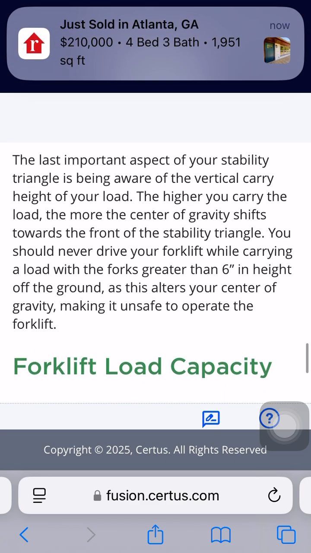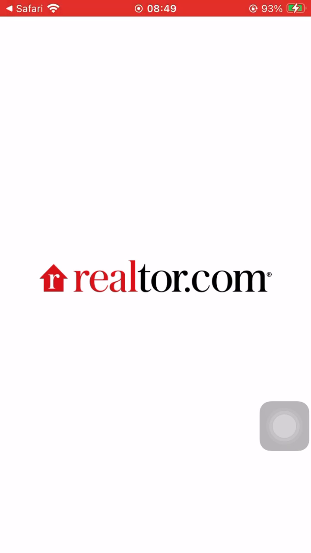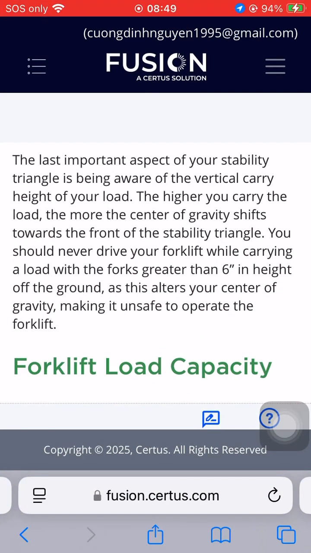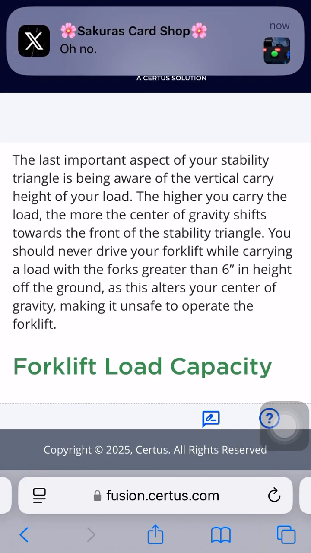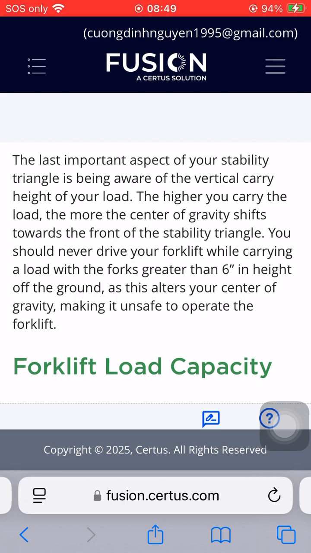The last important aspect of your stability triangle is being aware of the vertical carry height of your load. The higher you carry the load, the more the center of gravity shifts towards the front of the stability triangle. You should never drive your forklift while carrying a load with the forks greater than 6 inches in height off the ground, as this alters your center of gravity, making it unsafe to operate the forklift.